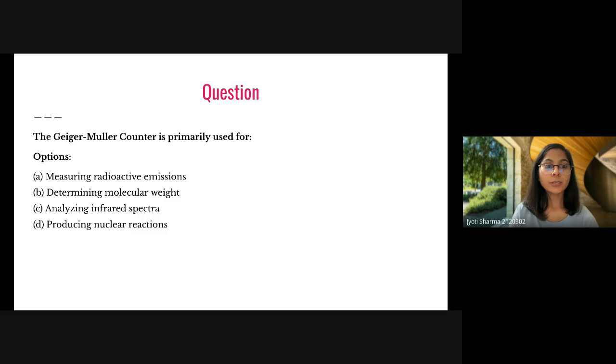Okay, next question is, Geiger-Muller counter is primarily used for what? A is measuring radioactive emission. B is determining molecular weight. C is analyzing infrared spectra, and D is producing nuclear reaction. So what do you think? What will be the right answer for this?